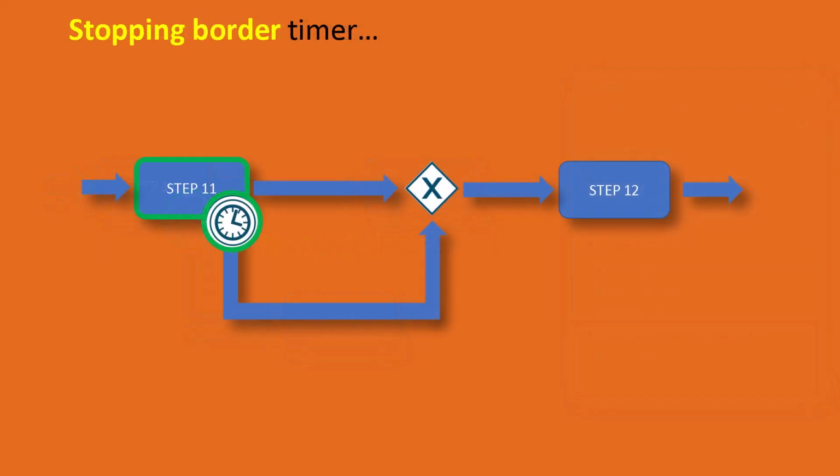The second type is called the stopping border timer, and this actually interrupts the process. So when step 11 is reached, the timer begins to run. The difference, of course, here is based on the timer settings. If the timer reaches its setting value before step 11 is completed, the step is interrupted and the process moves forward to another point in the logic of the workflow procedure. So regardless of what occurs in step 11, if it hasn't been completed, it will be interrupted and the process will move forward to another step in the process.